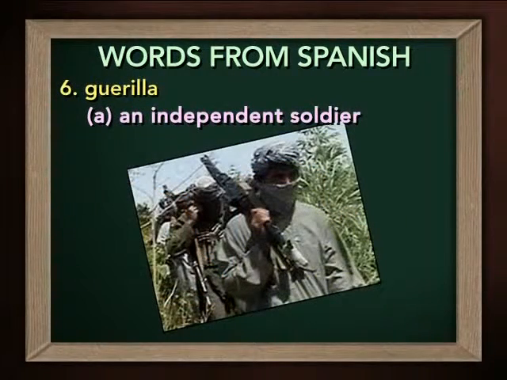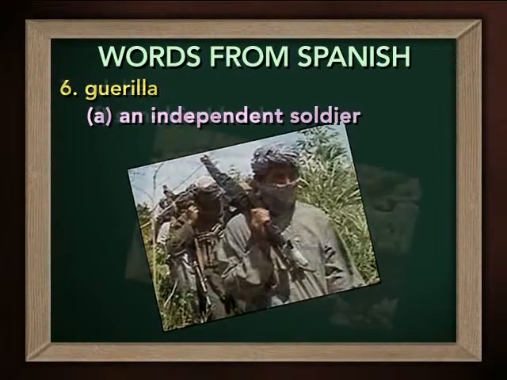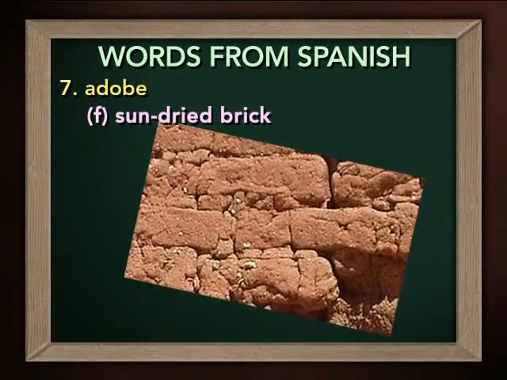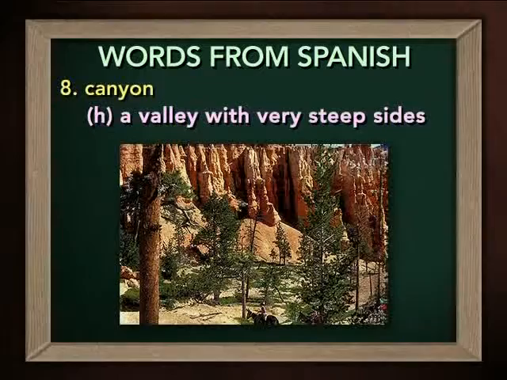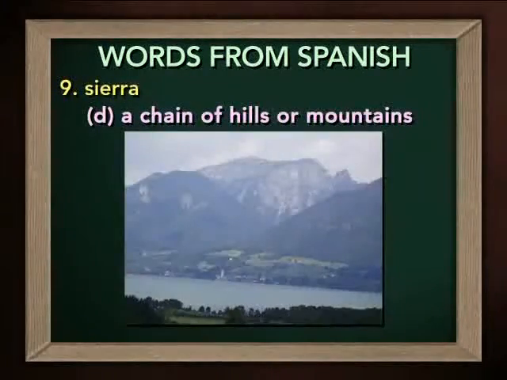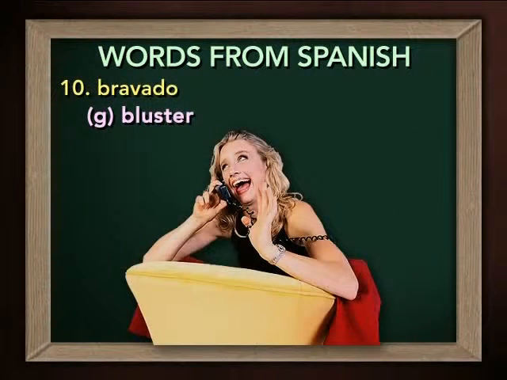Guerrilla is an independent soldier, a soldier who works on his or her own. Adobe is a type of sun-dried brick that you may have seen in pictures or in person. Canyon is a valley with very, very steep sides. Sierra is a chain of hills or mountains. And bravado is bluster. Let's take a look at Italian.